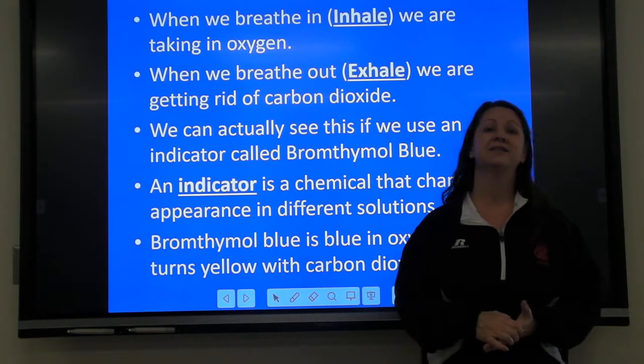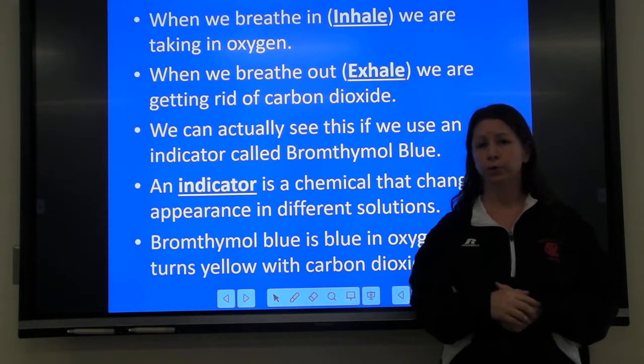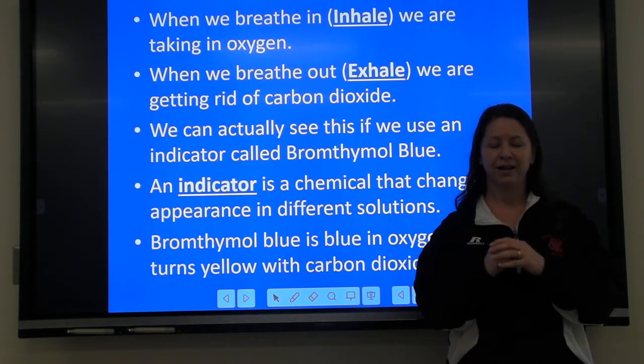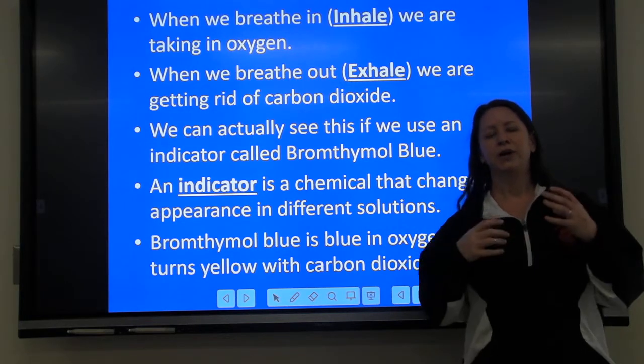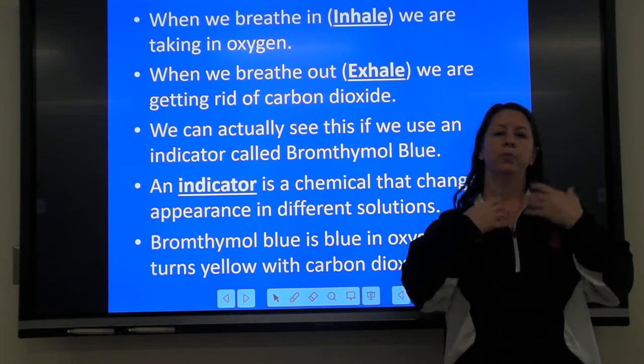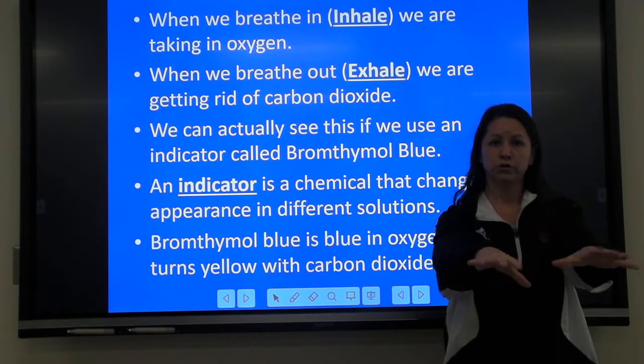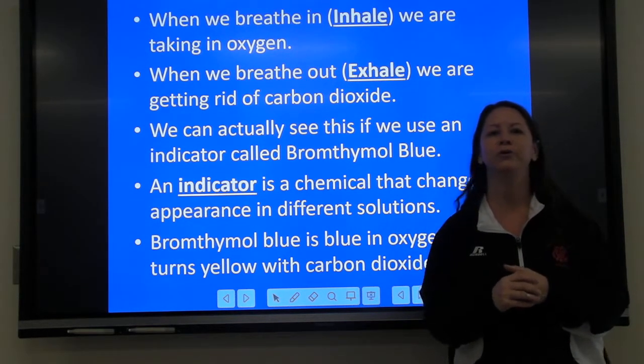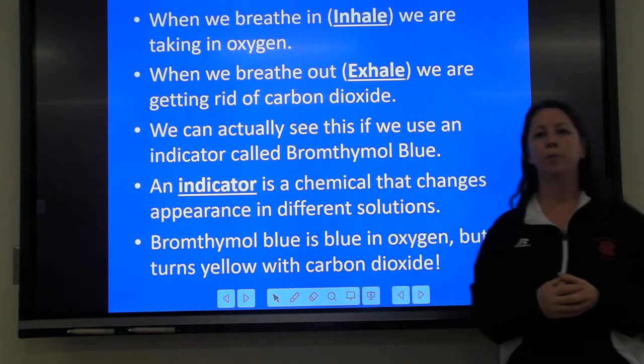And so we are going to see if we can take some bromothymol blue and actually turn it yellow by breathing into it, to actually show that when we breathe out, we'll blow through a straw into some bromothymol blue, that we're actually breathing out carbon dioxide.